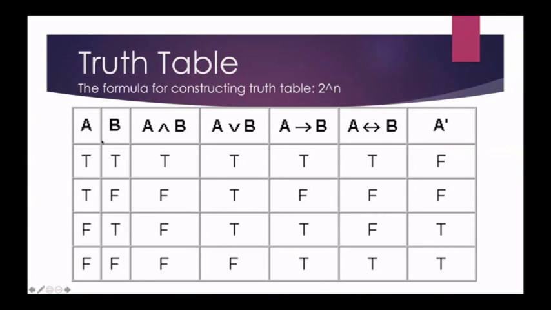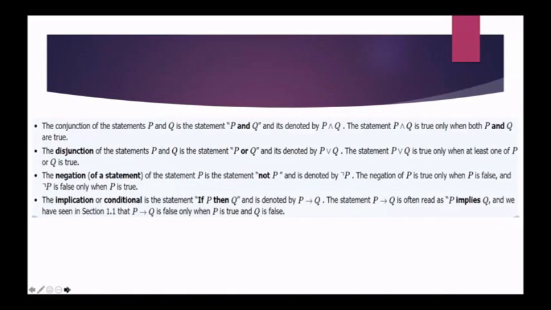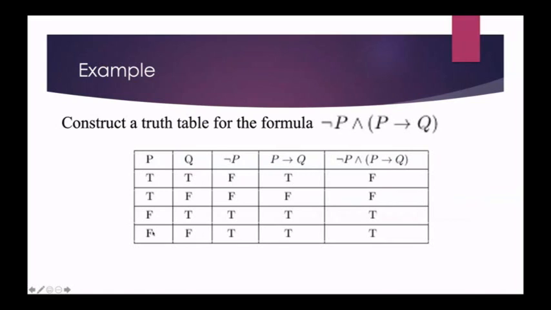So if you have 2 variables, how many rows do you have in the truth table? 4, because 2 times 2 is 4. Now if you have not only A and B but A, B, C, that is 3, so 2 raised to 3 is 8. You will have 8 rows in the truth table. So that's how you create a truth table. It depends on the number of variables, or simple statements, in your compound statement. That's the formula.